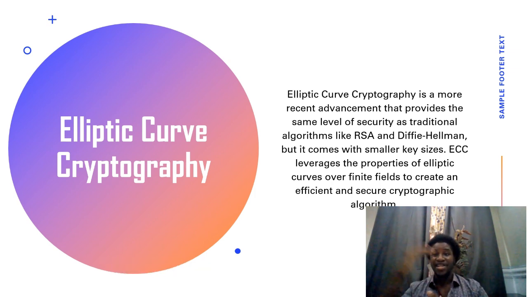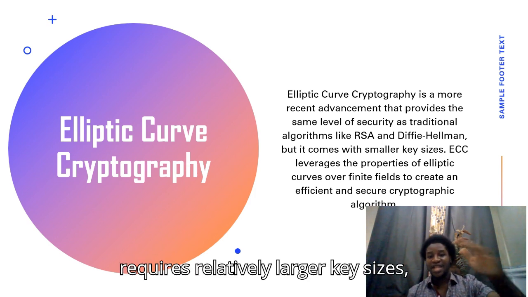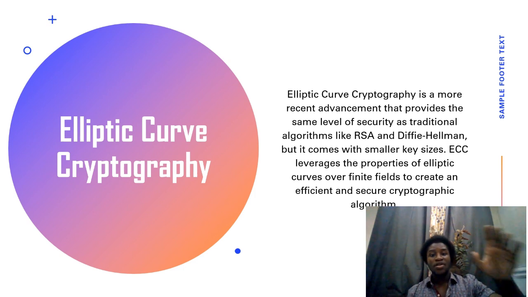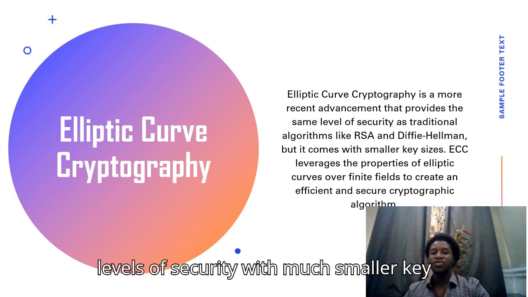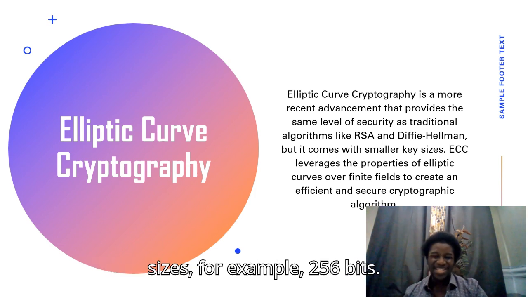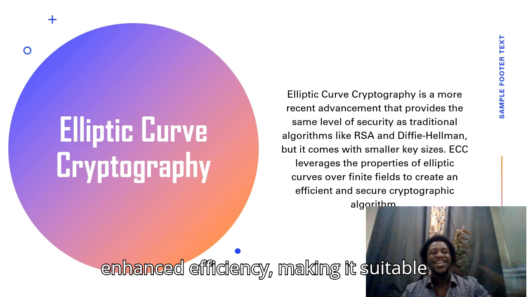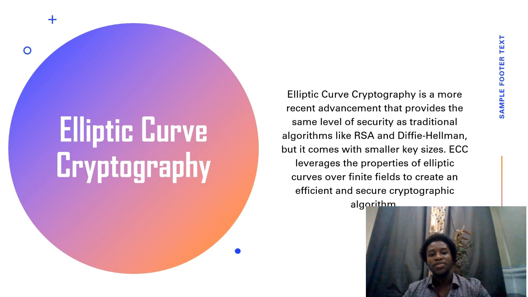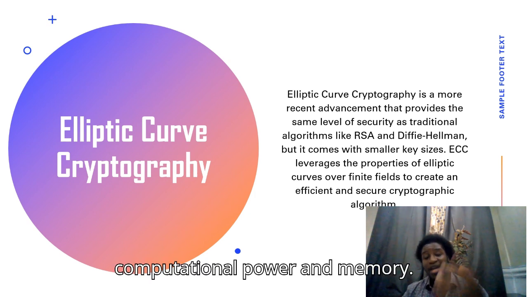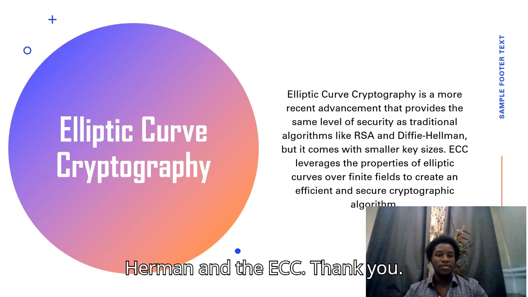Now, let's compare Diffie-Hellman and ECC. Diffie-Hellman requires relatively larger key sizes, for example 2048 bits, to provide adequate protection, while ECC achieves similar levels of security with much smaller key sizes, for example 256 bits. Now, efficiency. ECC comes with enhanced efficiency, making it suitable for modern applications requiring low computational power and memory. Okay, so that will be all on Diffie-Hellman and ECC. Thank you.